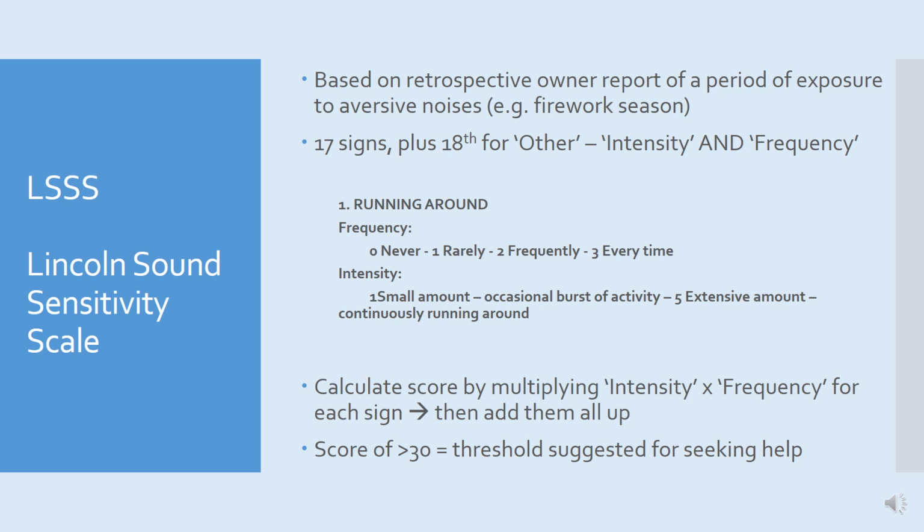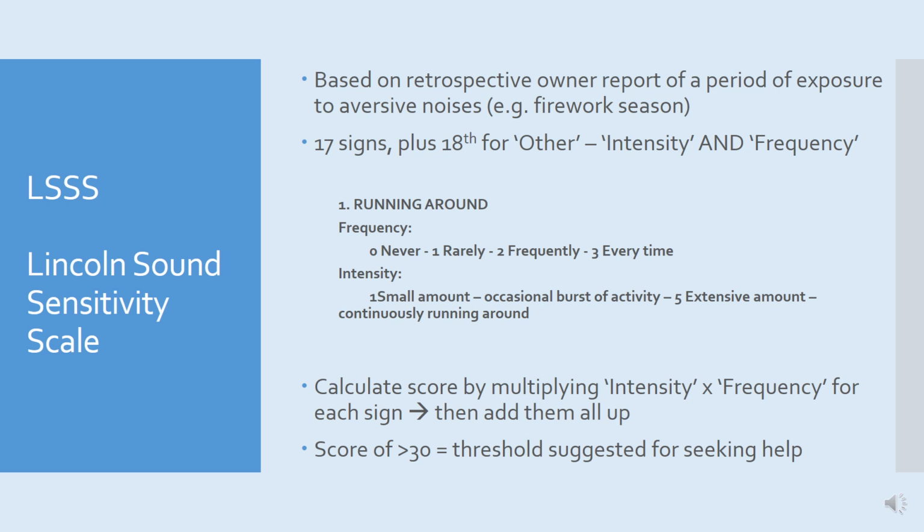So, as illustrated in this slide, you might be asked about running around, and whenever the noise occurs, when does that occur? Never, rarely, frequently, or every time. And then also how intense the behaviour is. So how intense is the running around? Is it just a small amount, in which case you'd score it just at 1? Or is there an extensive amount, it's continuously running around whenever it hears the noise, in which case you'd score it at 5? And of course, you can use any number in between.